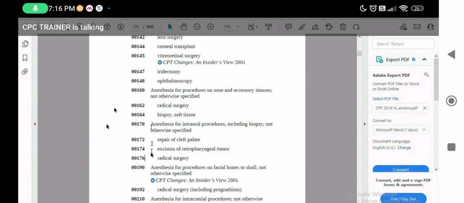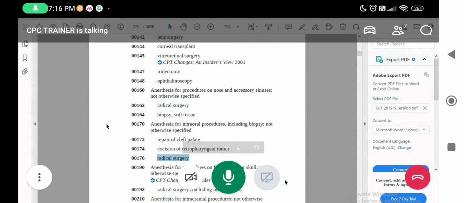Before that, you have to check which code starts with anesthesia for. So, this is the primary code. If anybody is reading 00176, you have to read anesthesia for intraoral procedure, including biopsy, with radical surgery. So, this is the method. Guys, clear everyone? Okay.